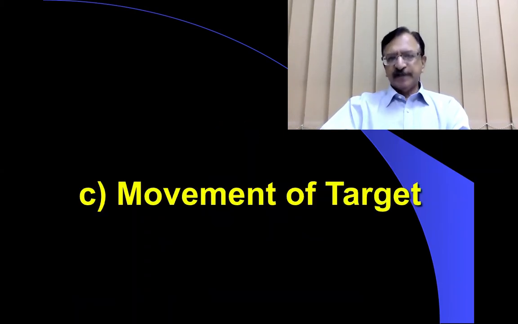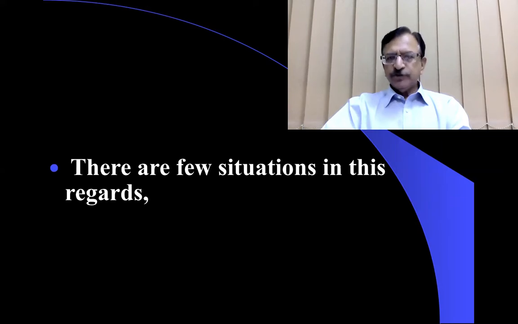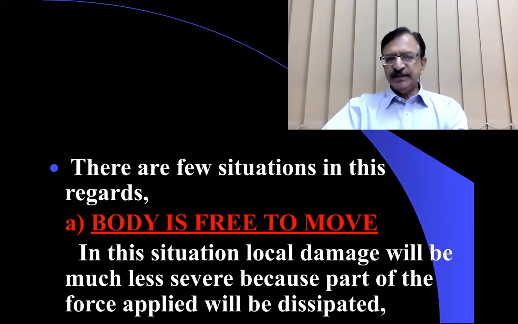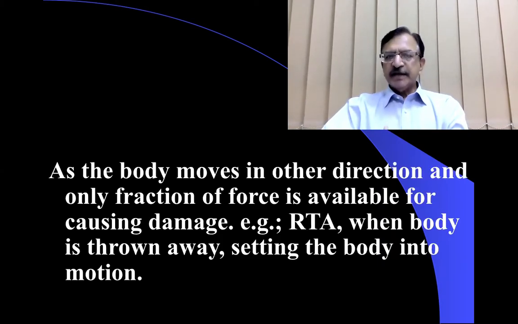Now, the movement of the target. That means the person is fixed, unable to move, or he is able to move. There are a few situations in this regard. For example, the body is free to move. In this situation, the local damage will be much less severe because part of the force applied will be dissipated, and as the body moves in another direction, only a fraction of the force will be available for causing the damage.